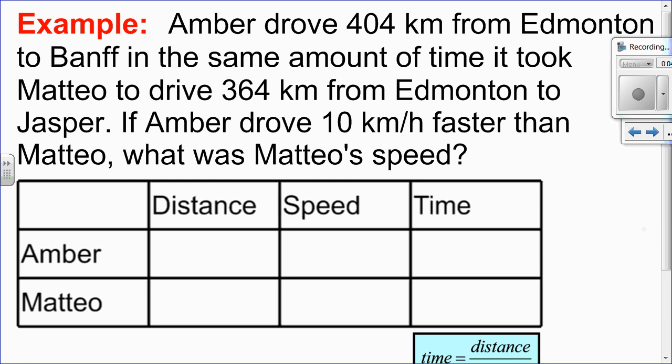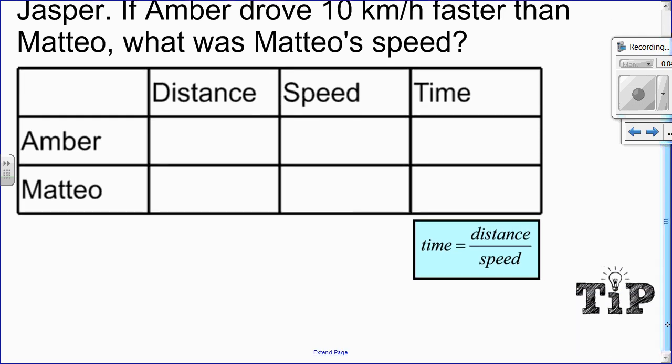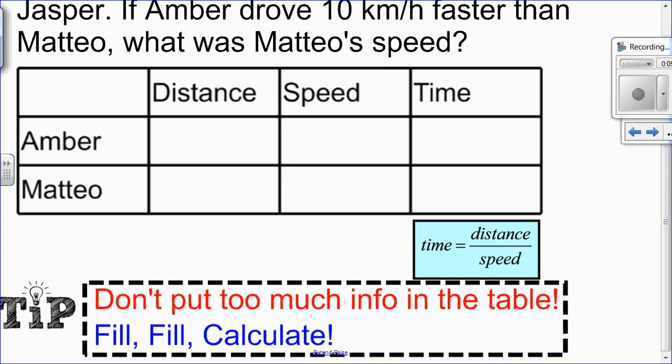So in these tables here for distance, speed, time, I have a little tip for you that I want you to follow. The problem with these tables is that sometimes we try to put too much information into the table. So my tip for you is to fill, calculate. Here's what I mean by that. Fill in the distance, fill in the speed, calculate the time using this formula. Time equals distance divided by speed.